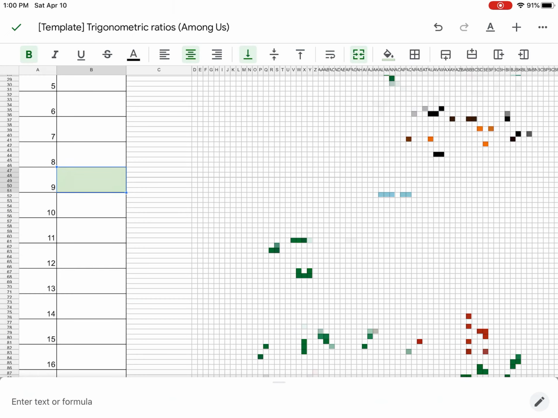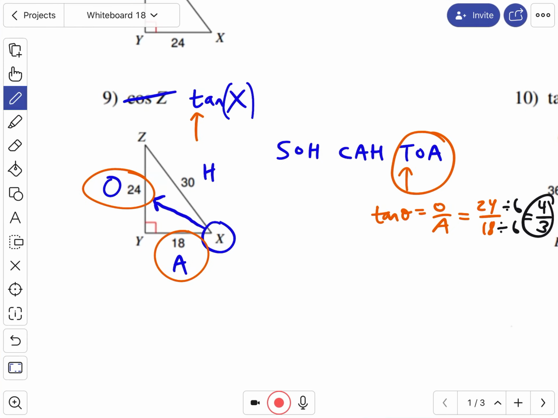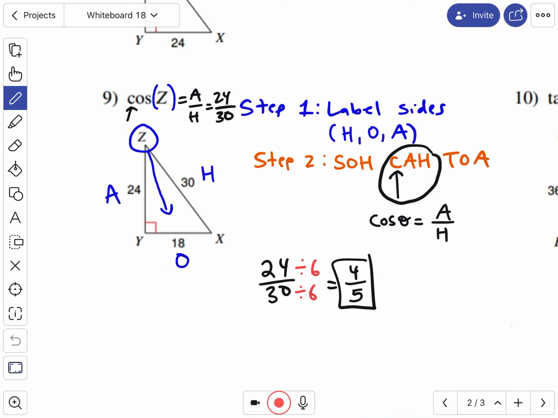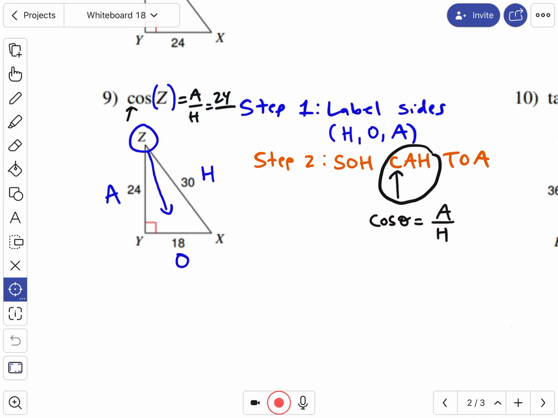Otherwise, if it was the correct answer, it would have been what we said before, right? We said it was 4 over 5. That should be the answer to what the current question's asking here, cosine of z. But again, that won't work. You're going to have to use tangent of x, which is going to give you 4 over 3. So yeah, number 9 is written incorrectly for this one.